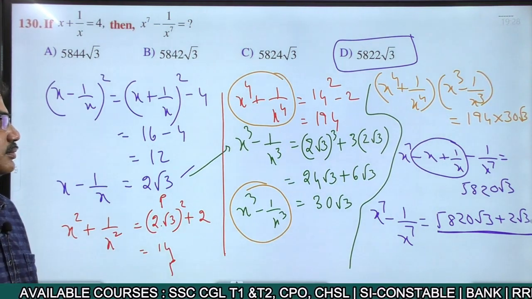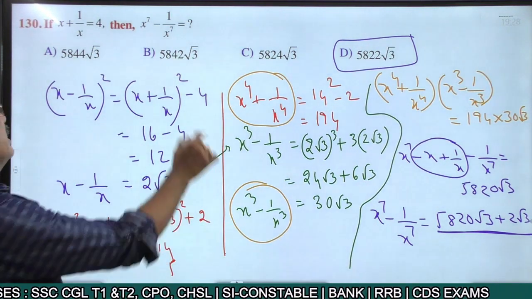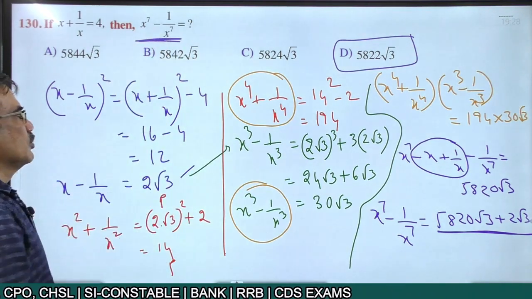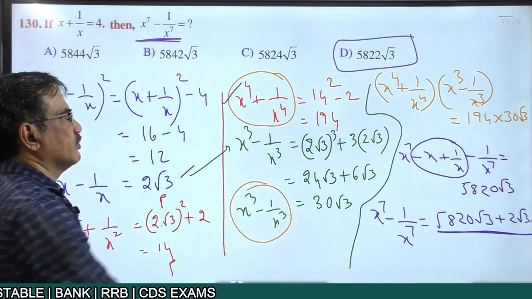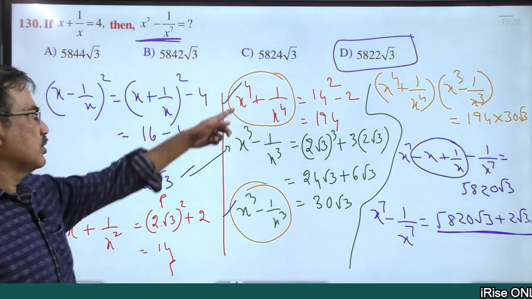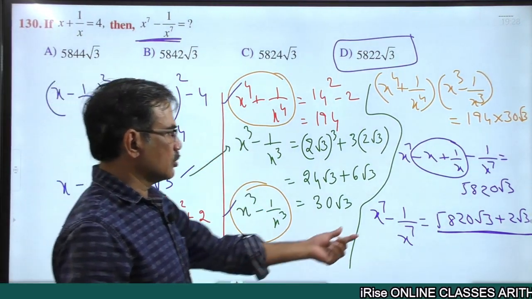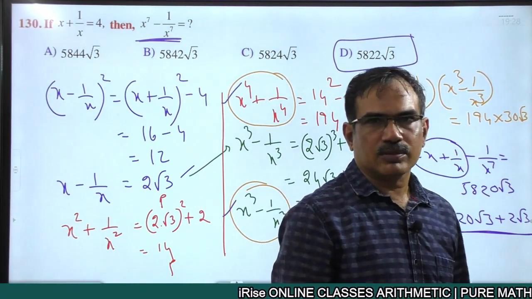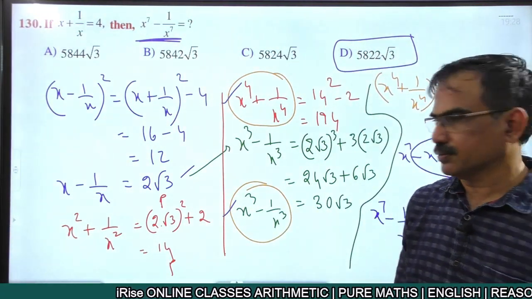Okay. So to find x power 7 minus 1 by x power 7, you have to find first x power 4 plus 1 by x power 4 and x cube minus 1 by x cube. Then multiply these two, we get x power 7 minus 1 by x power 7. Okay, next one.